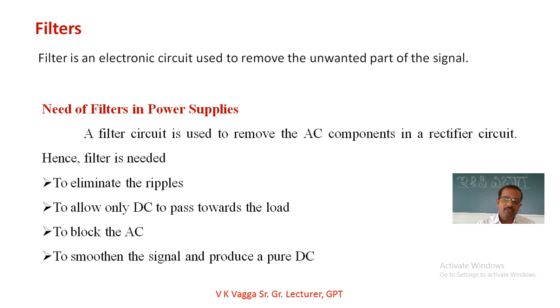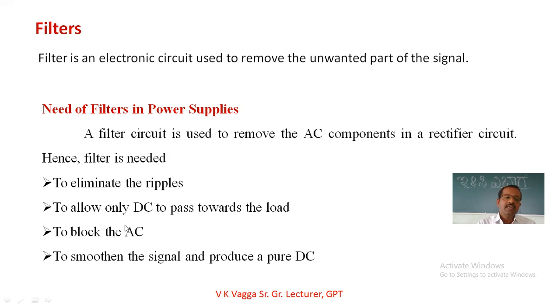So you already know the definition of the rectifier. A rectifier is used to convert an AC voltage into pulsating DC. What is that pulsating DC? It consists of a DC component as well as an AC component, but as per our requirement only the DC is required. So in order to remove that AC component, you are going to use filters. A filter is needed to eliminate the ripples, allow only the DC to pass towards the load, block the AC, smoothen the signal and produce a pure DC.